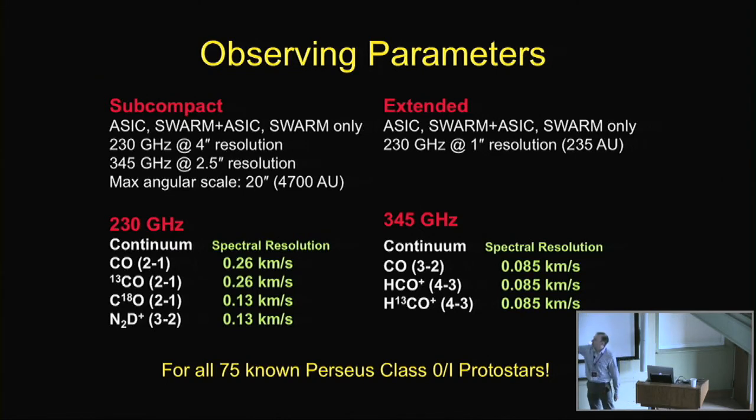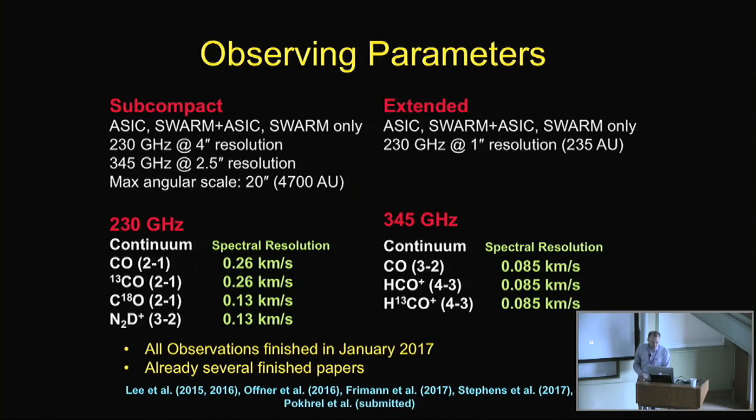We simultaneously look at 230 gigahertz and 345 gigahertz, looking at continuum, CO 2-to-1, other CO molecules, as well as N2D+, HCO+, H13CO+, and CO. Again, this is for all known class 0 and 1 protostars. The observations recently finished this January, and we already have several finished papers. Right here, it looks like about 6 papers.